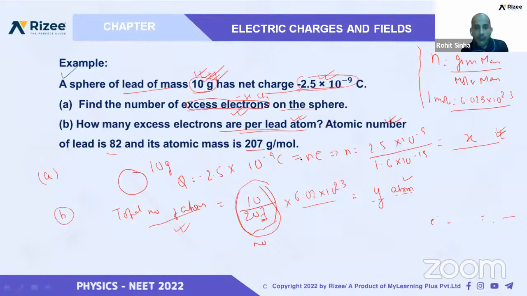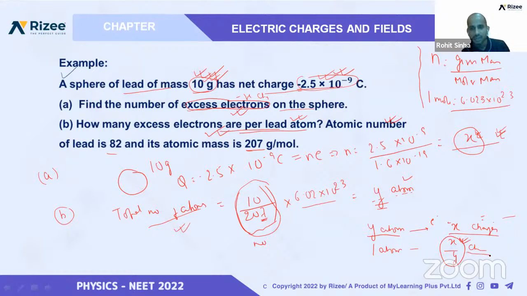Now to find how many excess electrons we have due to this charge, and we are having Y atoms, we will equate like this, using the unitary method. If Y atoms have X charges, then one atom will have how much charge? X by Y. You will see that one atom will have this much excess electrons. You will get it from here, my dear friends.